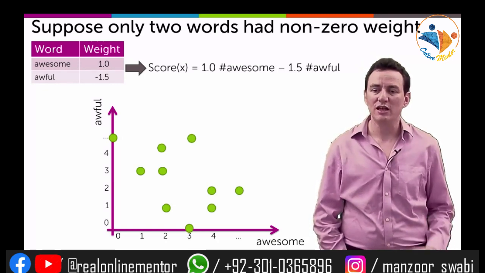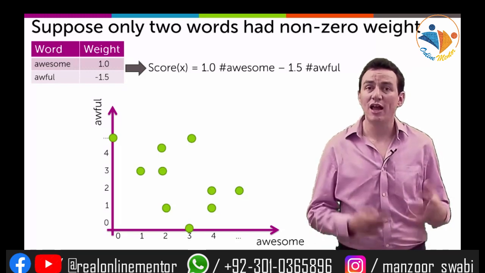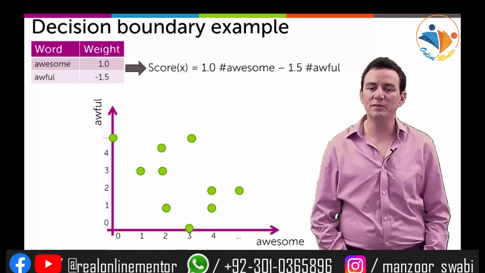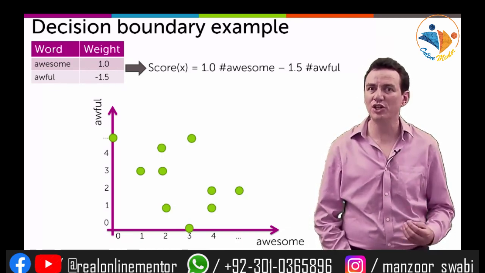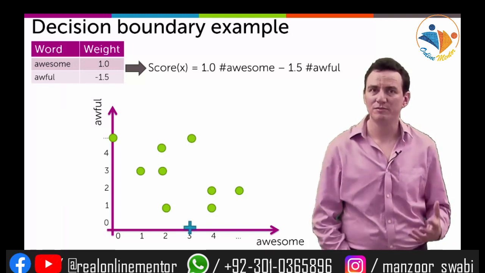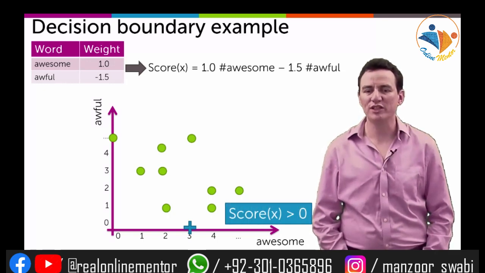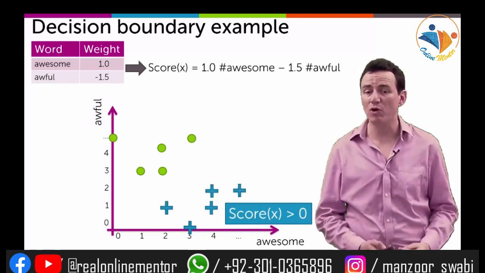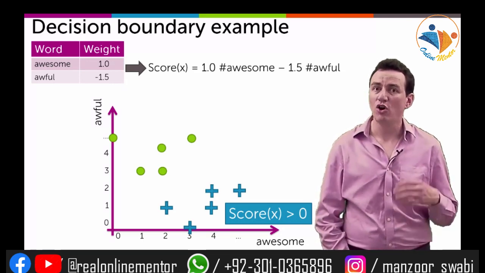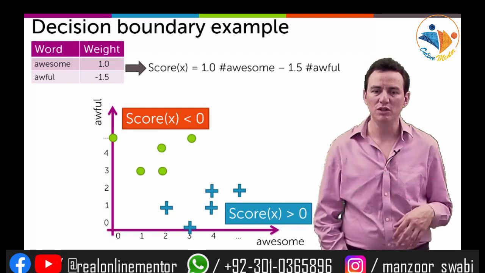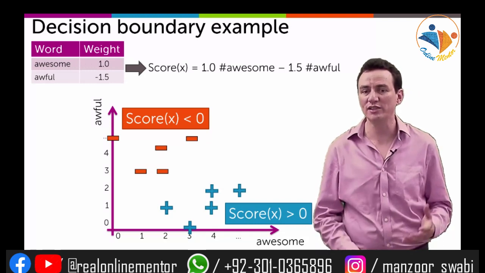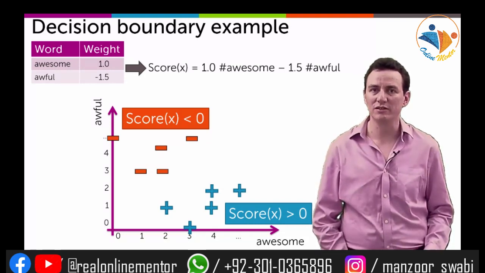Now, let's understand a little better how we score the sentences and what that implies about our decisions. So, for example, take the point 3,0. That has 3 awesomes, no awfuls. 3 awesomes gives you a positive prediction because the score is greater than 0. And that is true for every point on the bottom right of the axis. While the points on the top left all have score less than 0, so for example, the point 3 awfuls, 1 awesome has score less than 0, so those get labeled negatively.